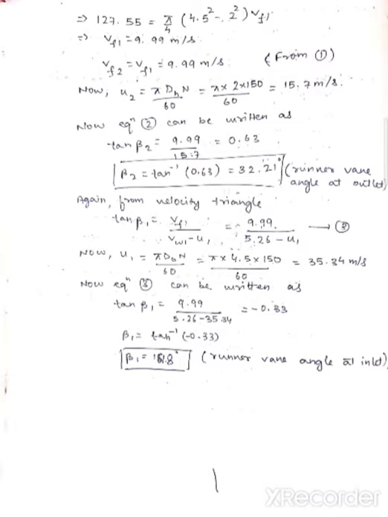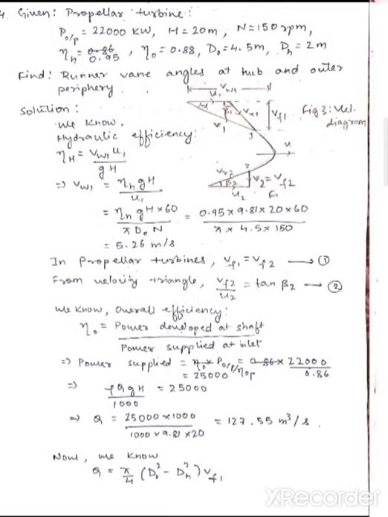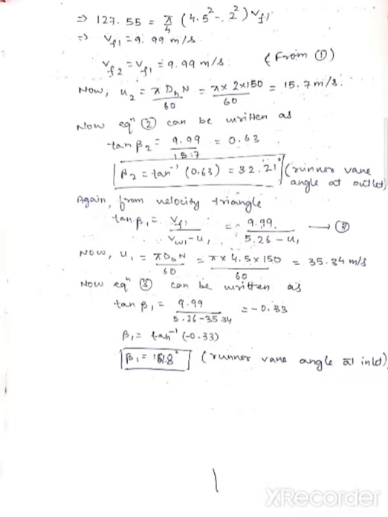So we can see that the runner vane angle at the inlet is an obtuse angle and the runner vane angle at the outlet is an acute angle. We can see this in the diagram also, that beta 1 is obtuse and beta 2 is acute. So we can verify that the angles we have found are correct.